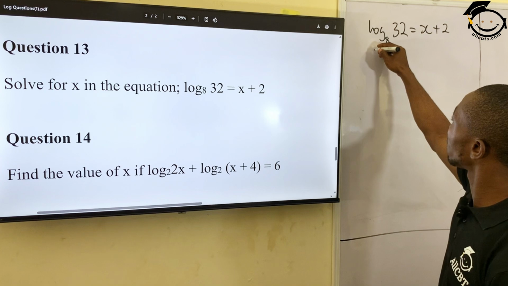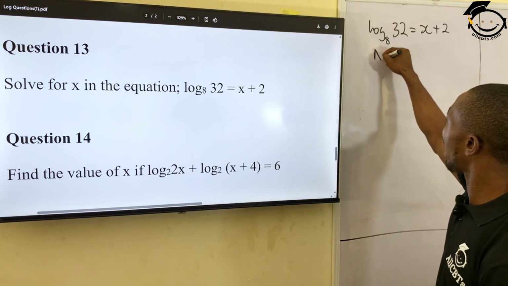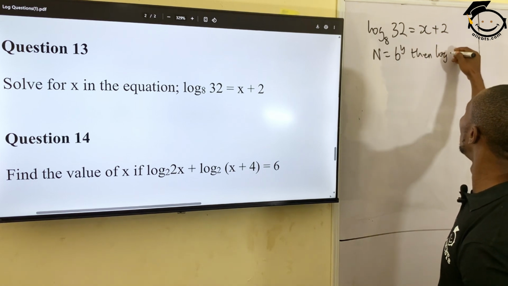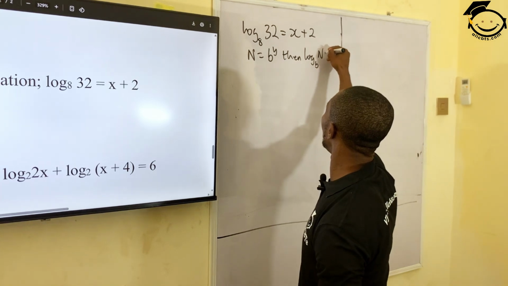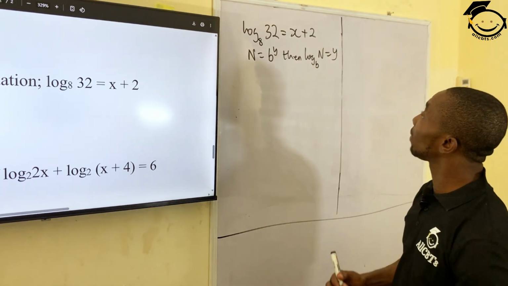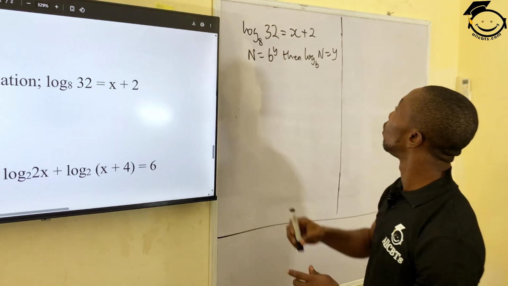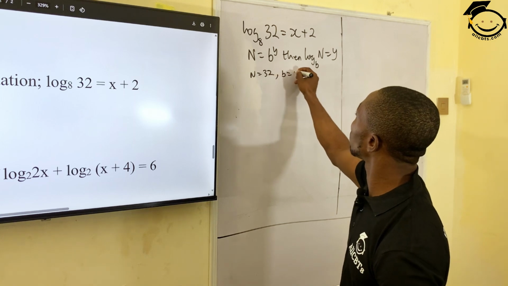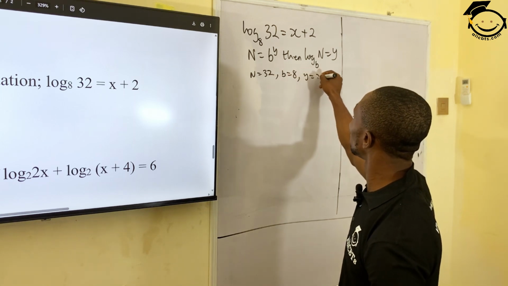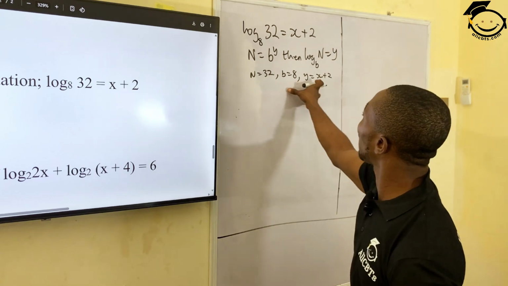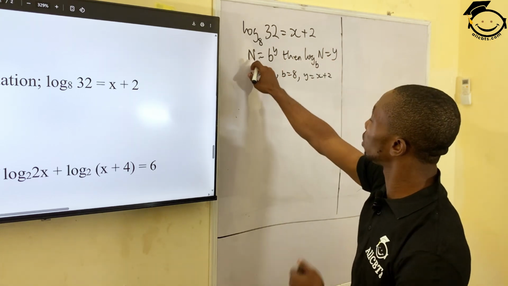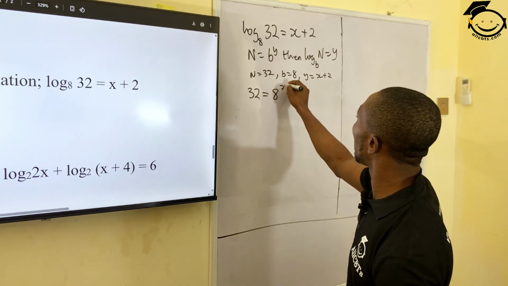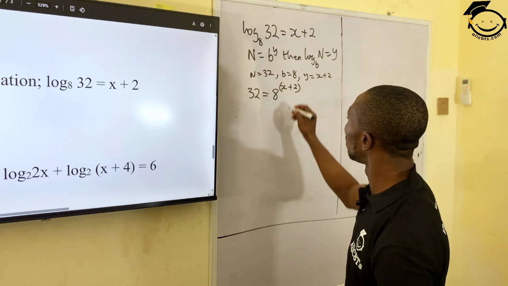Alright, if we look at our law that says n equals b to the power y, then log base b of n equals y. So if we apply this law here, where our n equals 32, our b equals 8, and our y equals x plus 2. Now, if we apply this and revert it back to this form, this will become 32 equals 8 raised to the power x plus 2. Okay?